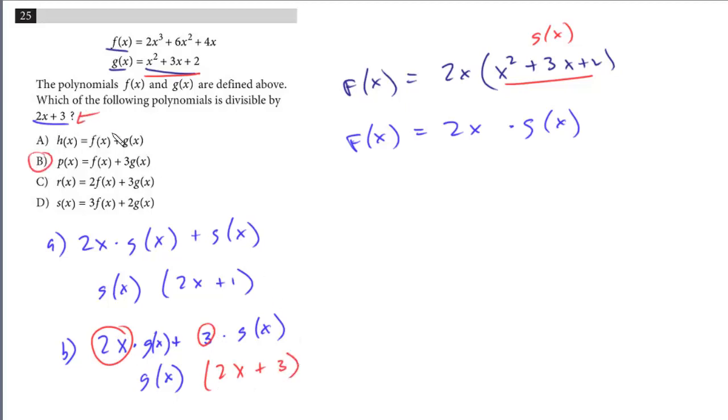Remember, we want 2x plus 3. I know it looks complicated, but it's a pretty common question. Two functions: look for the larger degree function, factor it out, and then substitute.